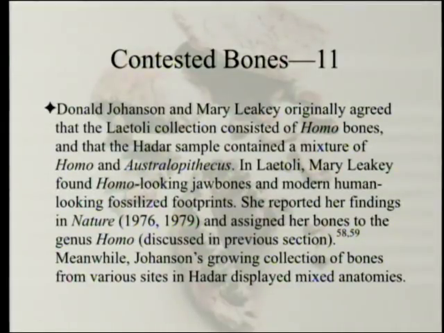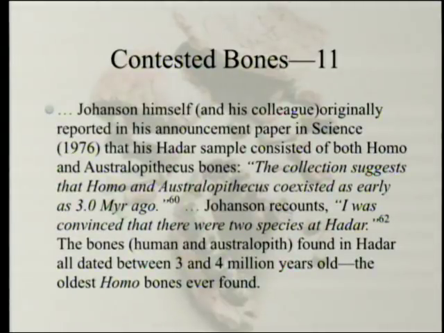Meanwhile, Johanson's growing collection of bones from various sites in Hadar displayed mixed anatomies. Johanson himself and his colleague originally reported in his announcement paper in Science that his Hadar samples consisted of both Homo and Australopithecus bones. The collection suggests that Homo and Australopithecus coexisted as early as 3 million years ago. Think about that. Johanson recounts, "I was convinced that there were two species at Hadar. The bones, human and Australopith, found in Hadar all dated between 3 and 4 million years ago. The oldest Homo bones ever found."